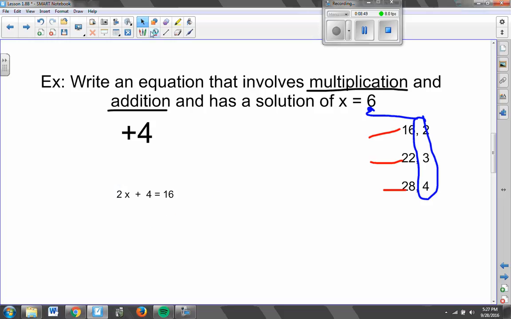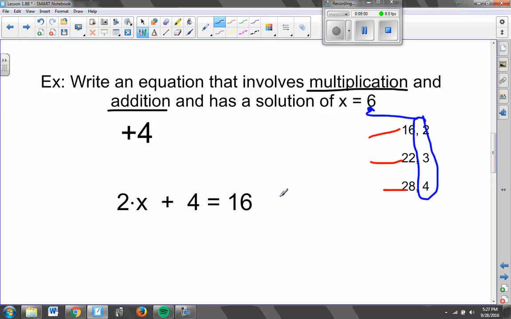Right? Because if I do 2 times x, 2 times my 6, because that's what I want my solution to be, 2 times 6 is 12, plus 4 makes 16. Okay?